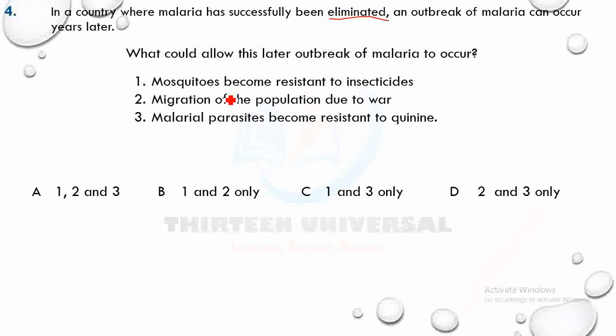Number one says mosquitoes become resistant to insecticide. Yes, that could cause it because the mosquito is a vector. If it becomes resistant to insecticide, it can transmit the disease again, especially when people migrate. With the migration of the population due to war, people with malaria carry malaria from endemic regions of the world, like sub-Saharan Africa, to another part of the world. Malaria parasites can also become resistant. So the three of them are correct.